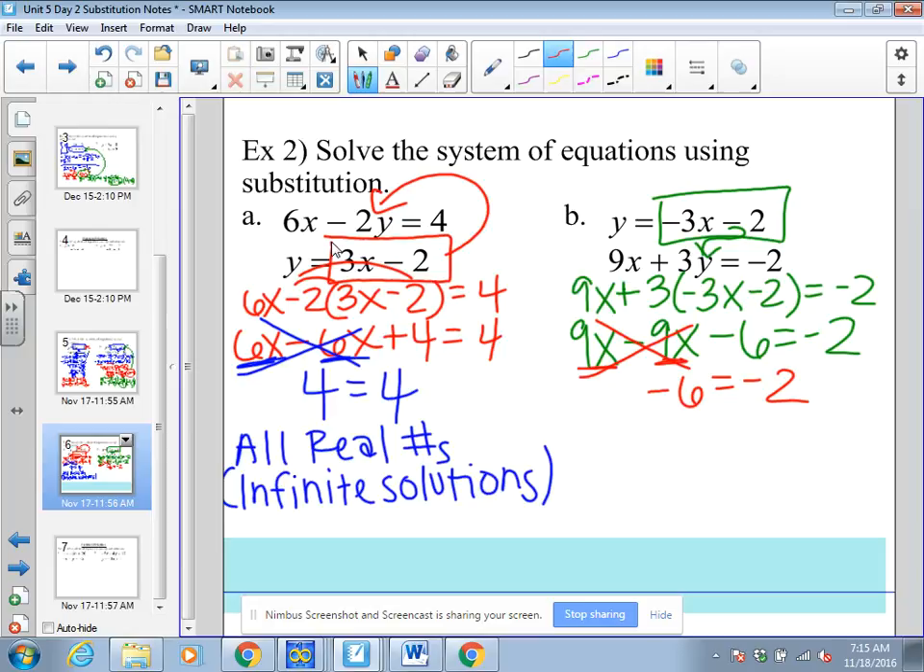Now, just like last time, I lost my variable with that simplification. So I'm left with two numbers, negative 6 equal to negative 2. This is not true. Negative 6 does not equal negative 2. So when you get something like this, where you have just two numbers, they don't actually equal each other, you have a false statement, your answer, no solution. These lines, remember, are parallel lines, so they are never ever going to cross, which means they don't have a solution.